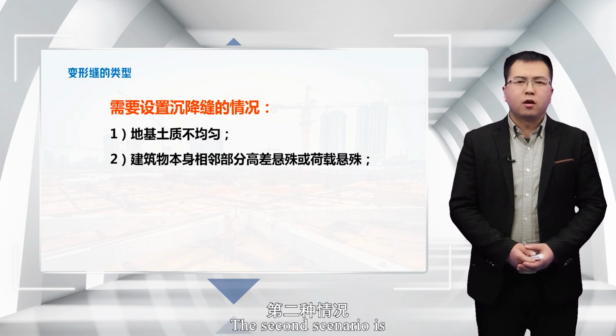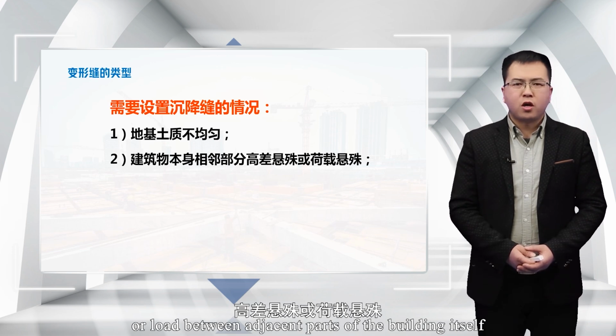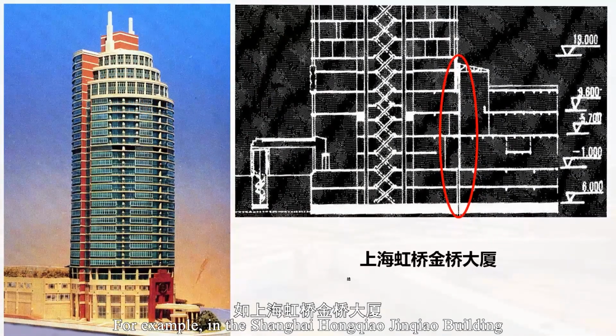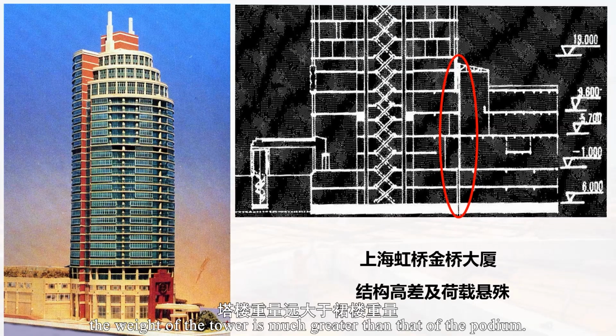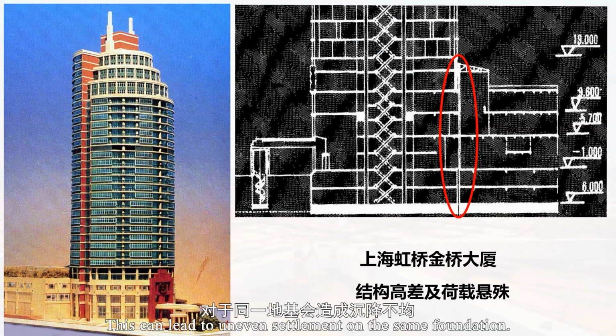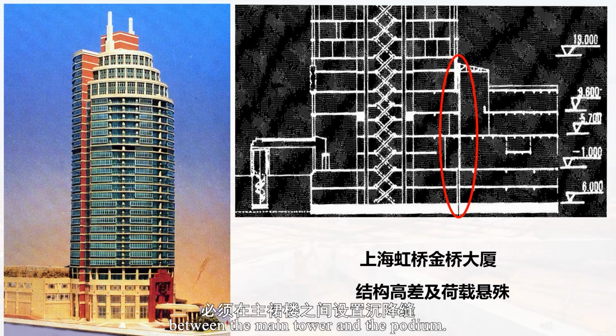The second scenario is when there is a significant difference in elevation or load between adjacent parts of the building itself. For example, in the Shanghai Hongqiao Jinqiao building, the weight of the tower is much greater than that of the podium. This can lead to uneven settlement on the same foundation. Therefore, it is necessary to install settlement joints between the main tower and the podium.